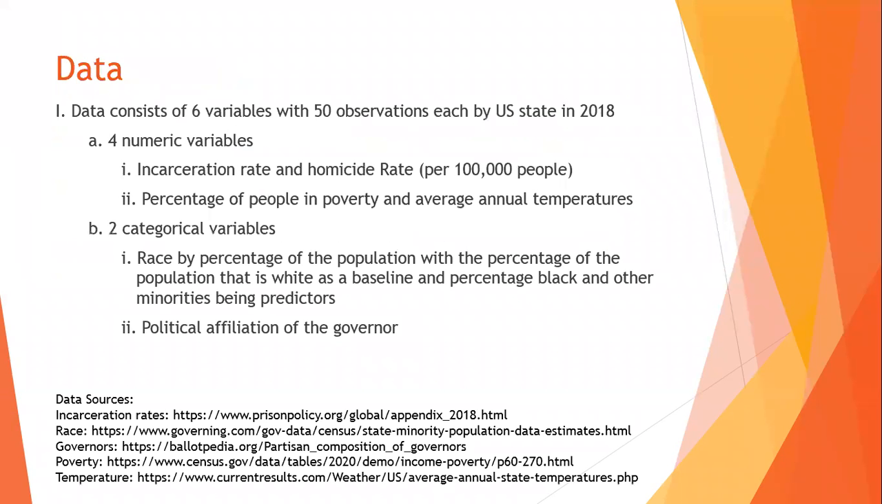For the data, my data consists of 6 variables with 50 observations each, one for each United States state in 2018. It contains 4 numeric variables, including incarceration rate and homicide rate, measured per 100,000 people, the percentages of people in poverty and average annual temperatures in degrees Fahrenheit, and 2 categorical variables, including race by percentage of the population, with the percentage of the population that is white as a baseline, and the percentage of the population that is Black and other minorities being predictors. Also, the political affiliation of the governor.